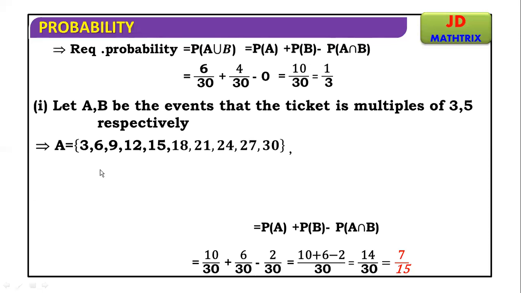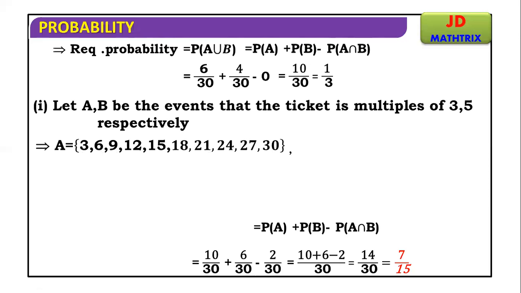That means write the multiples of 3 in set A. Now third table. 3 1s are 3, 3 2s are 6, 3 3s are 9, and so on. 3 10s are 30. So totally we have 10 elements in set A.